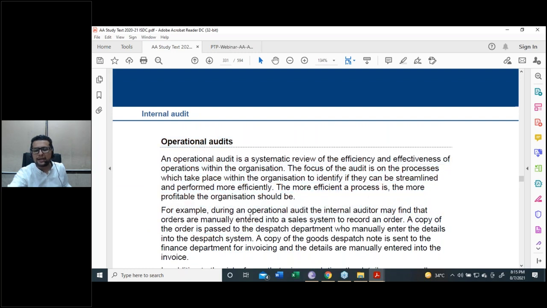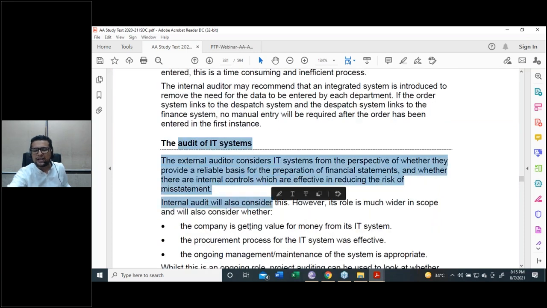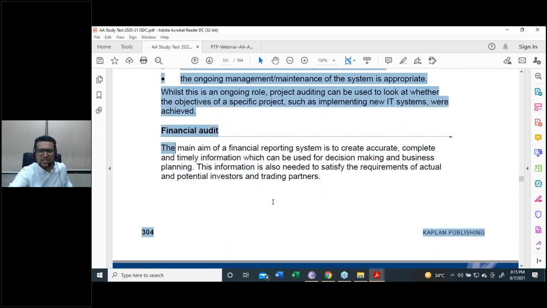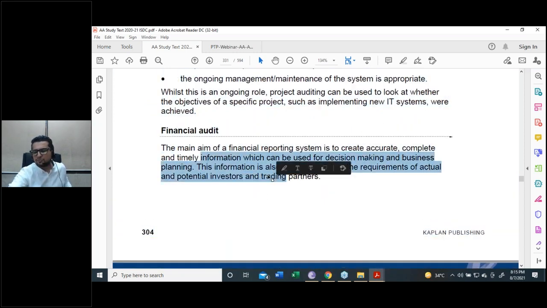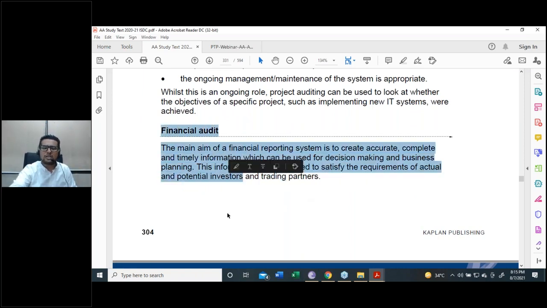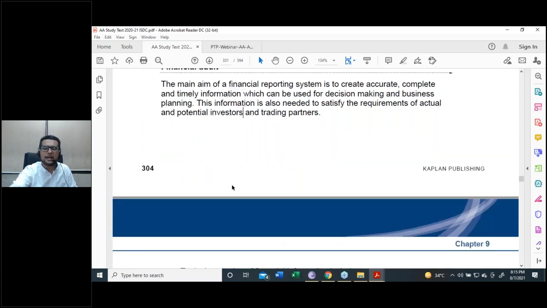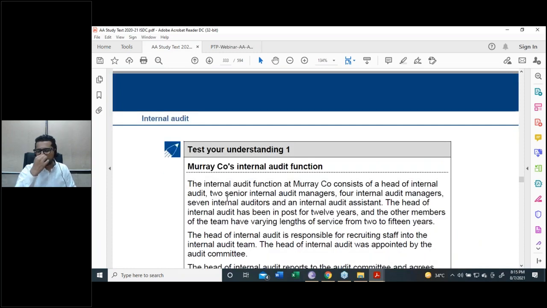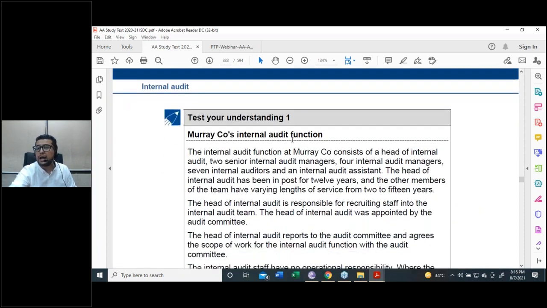Operational audits could be assigned in order to make sure that the operations are being run smoothly and efficiently. An audit of the IT system could be assigned to the internal auditor. Any financial audit, for example, whether the financial reporting process is accurate or not, and they need to identify whether the budgeting or decision making process is good. So these are the assignments which could be delegated to the internal auditors. Normally speaking, internal auditors are going to report to the audit committee. Normally speaking, the internal auditor should be hired by the audit committee.